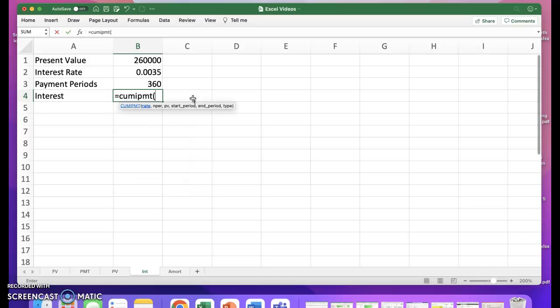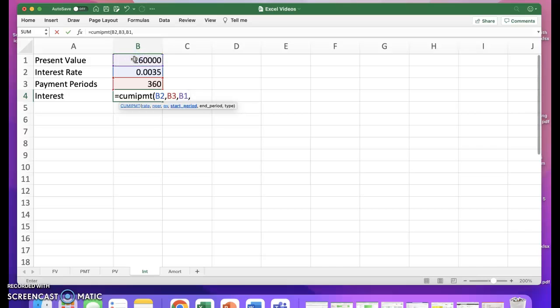And when I click in that parenthesis, you can see it gives me everything. Now, in an Excel function, if they have brackets around a value or around a word, that means it's optional. Notice there are no brackets in this formula, so we need everything. So first, I need the rate. Well, I have that in B2. I need the number of periods. Well, I have that in B3. I need the present value. Well, I have that in B1. So those are the easy pieces.